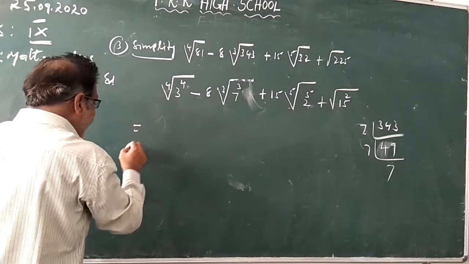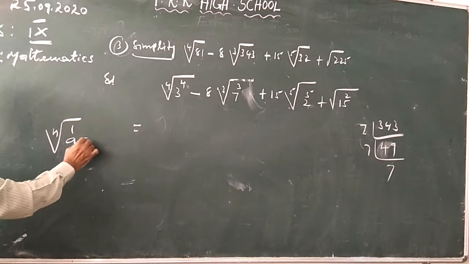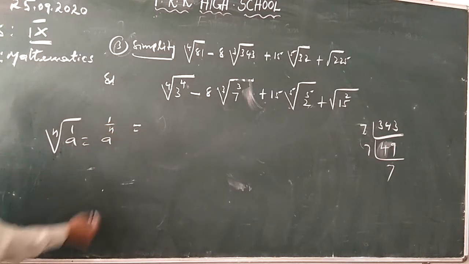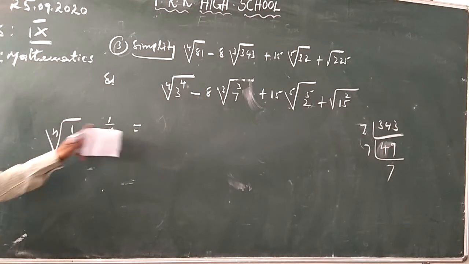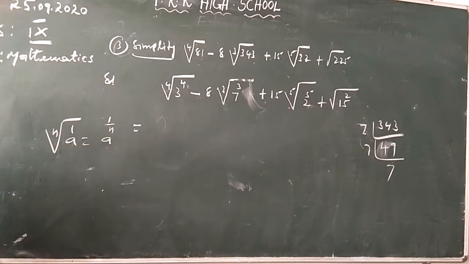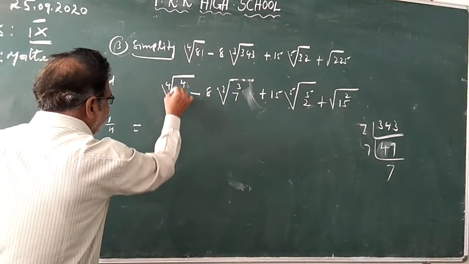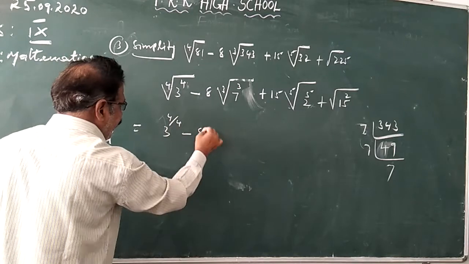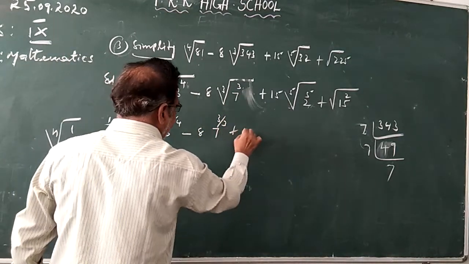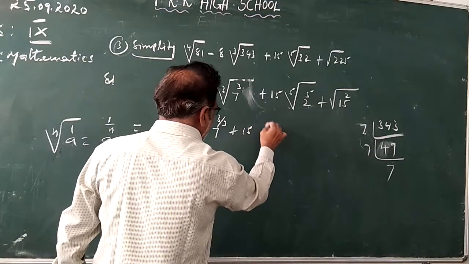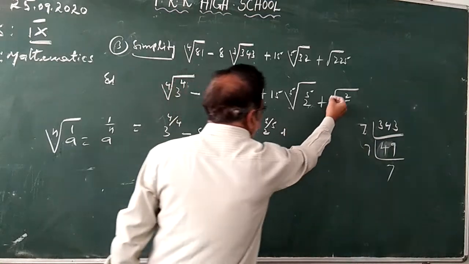How do they get cancelled? You know that nth root of a means a to the power of 1 by n. The radical power becomes the numerator, the order becomes the denominator. Nth root of a means a to the power of 1 by n. Similarly, the 4th root of 3 to the power of 4 means 3 to the power of 4 by 4, minus 7 to the power of 3 by 3, plus 15 times 2 to the power of 5 by 5, plus, here nothing, means what?